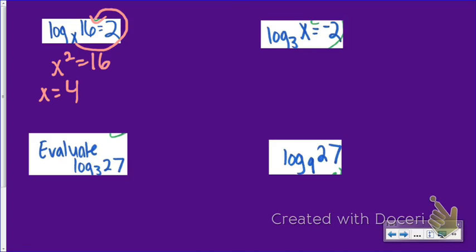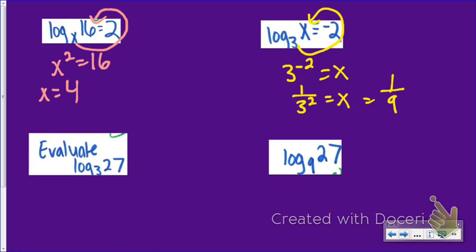Alright, then I've got a different one here. This time my x is in a different place, but it's still going to be the same process. Rewrite it as exponential. 3 to the negative 2 power is equal to x. So now I have to remember my exponent rules. A negative 2 power means I can move that to the bottom of a fraction and make it positive. So that's just going to end up being 1 over 9.